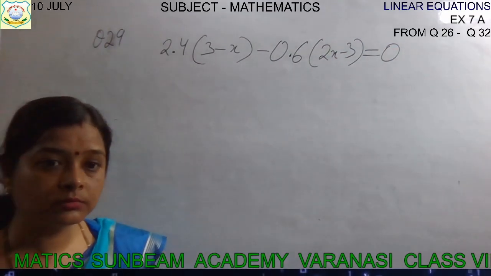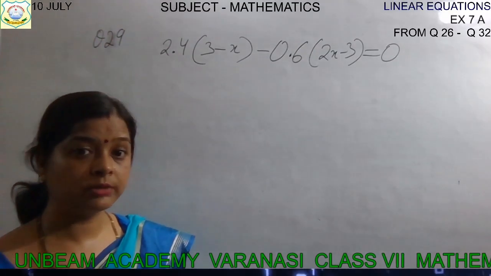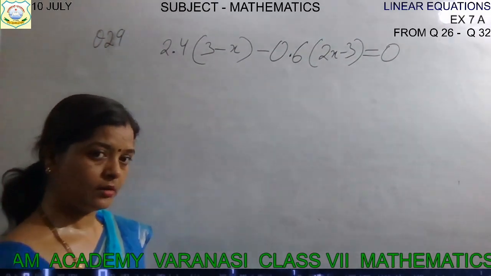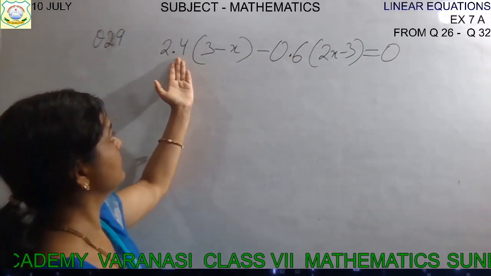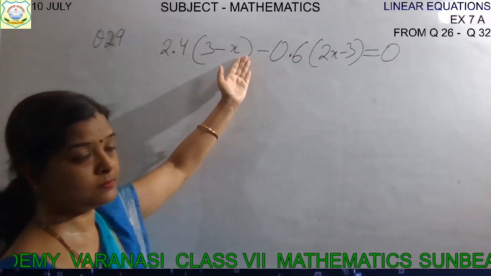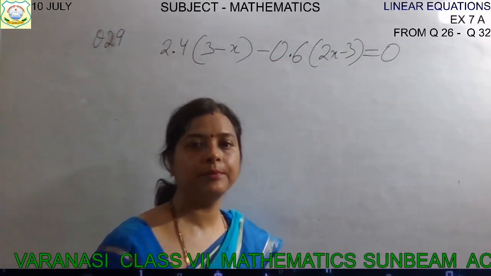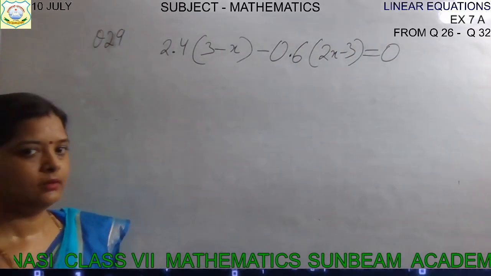Let's see it through the book. 2.4 into 3 minus x minus 0.6 into 2x minus 3 is equal to 0. Yes, our question is correct. After checking whether we have written our question correctly or not, now we will proceed. How? We will open the bracket, children. We will multiply 2.4 with these two terms as well as 0.6 with these two terms, and then we will separate the variable term on one side and the constant term on the other side. So let me do it.